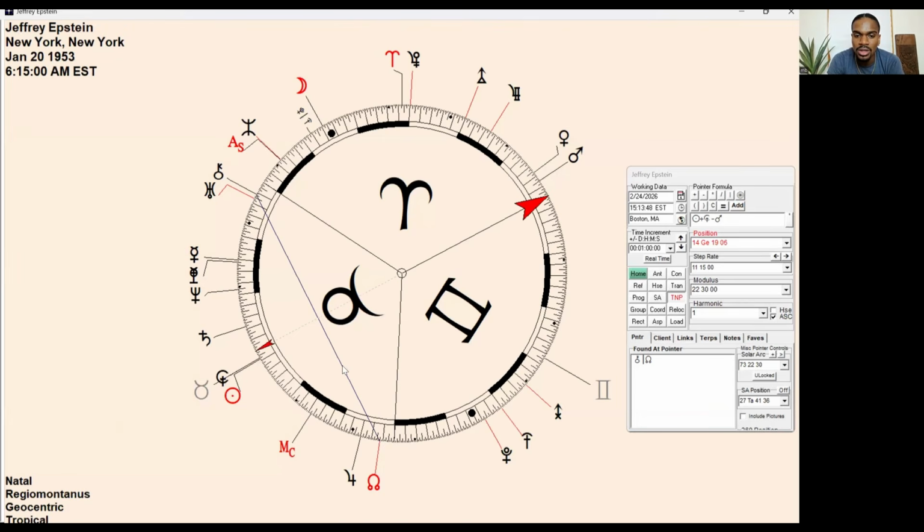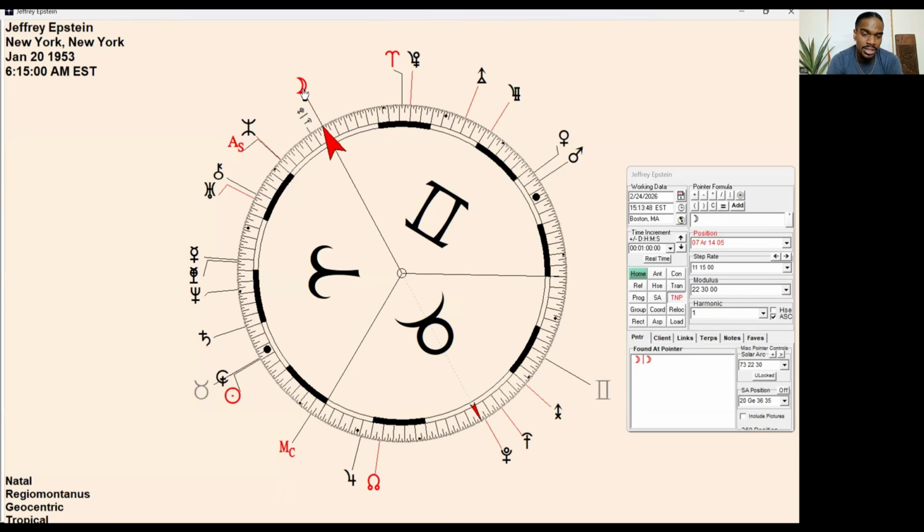Now, as we go around and bring this to a close, we've taken a look at the midheaven. We've taken a look at the sun. The next thing for us to take a look at is ultimately the moon. The reason why we like to take a look at the moon is because the moon represents our emotional interiority, but it also represents our mother, and it also represents our early domestic affairs.